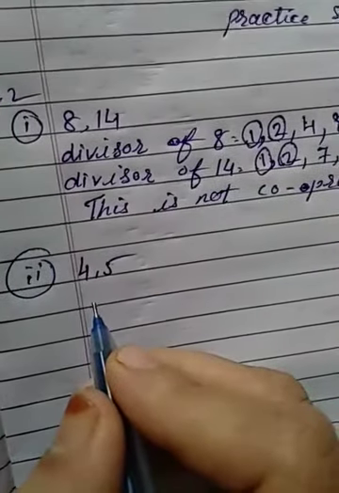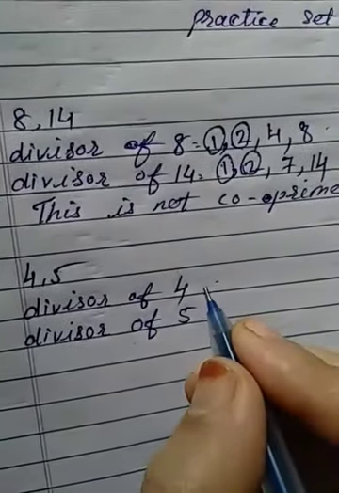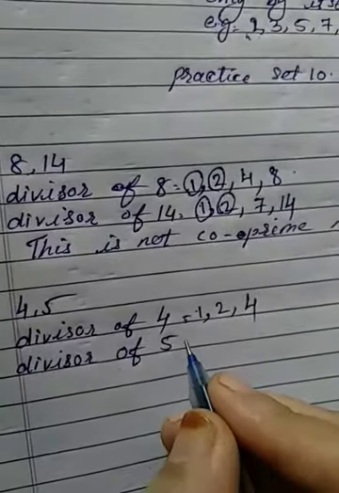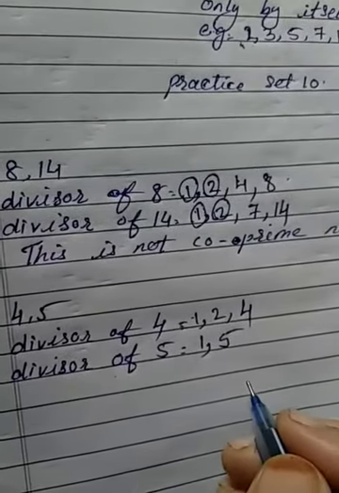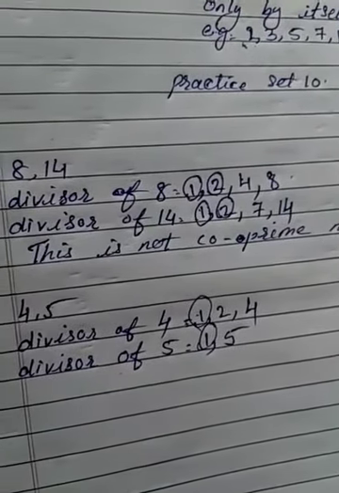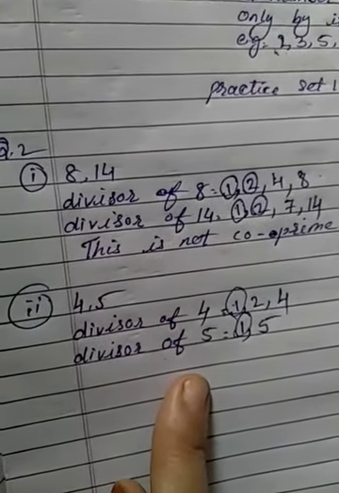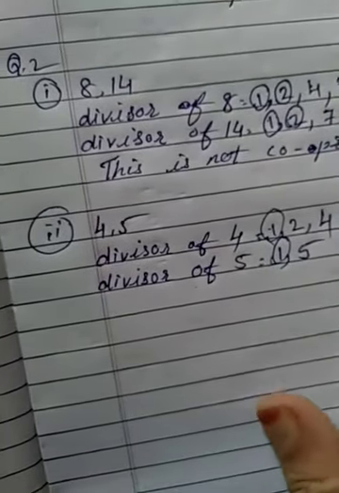Now see the second one. 4 and 5. First we will see the divisors of 4 and then the divisors of 5. What are the divisors of 4? 1, 2 and 4. And here 1 and 5. Now see the common factor. Only 1 is the common factor. That means this is a co-prime number.